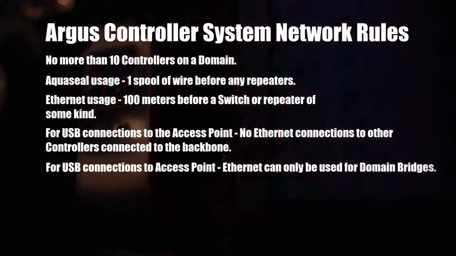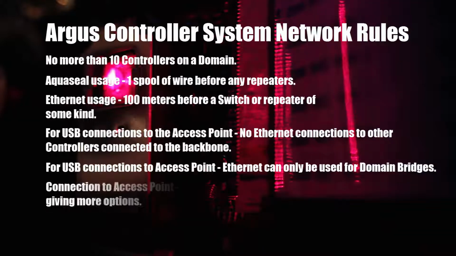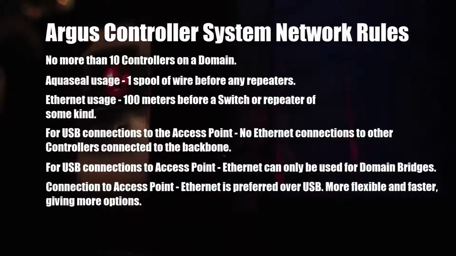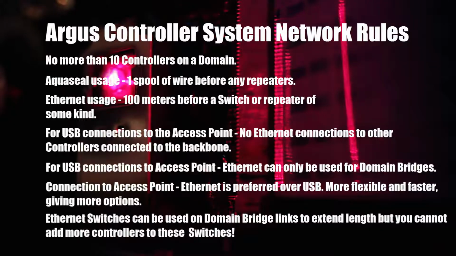For USB connections to the access point, Ethernet can only be used for domain bridges. Connection to the access point: Ethernet is preferred over USB. It's more flexible and faster, giving more options. Ethernet switches can be used on domain bridge links to extend the network length. However, you cannot add more controllers to these switches. The domain bridge is point-to-point and only provides a link between two controllers.